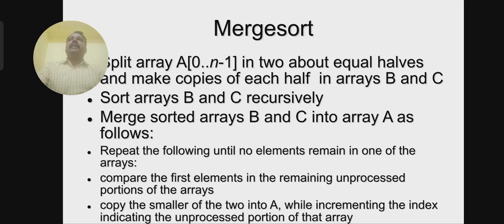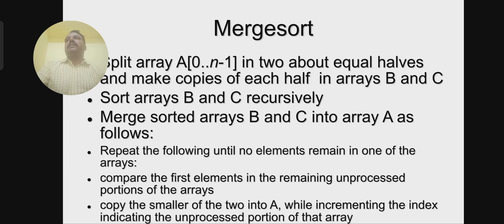Split the array A into two about equal halves and make a copy of each half in array B and array C. Sort the given arrays B and C recursively. Then merge the sorted arrays B and C into array A as in the following representation.